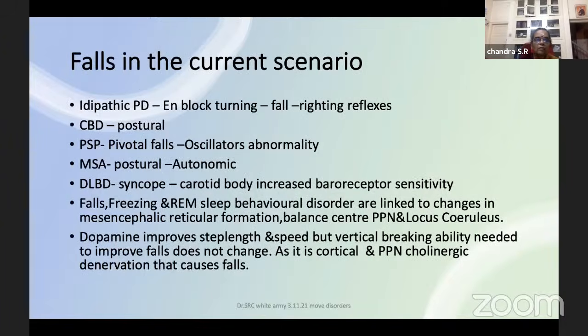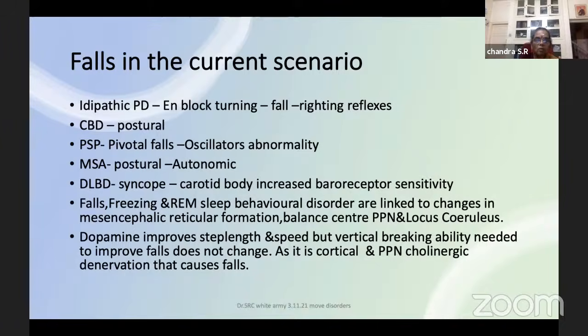And the falls in our situation, idiopathic PD, patients fall during turning, en bloc turning, and they fall. Here the pathology is in the weak righting reflexes. CBD falls, they are postural falls. When they stand, they fall. They also have myoclonus, so postural falls. Whereas idiopathic PD, during turning. Pivotal falls, you fall just like a log of wood or a tree which has been cut. That is pivotal falls. That is due to pedunculopontine oscillator complex abnormality.